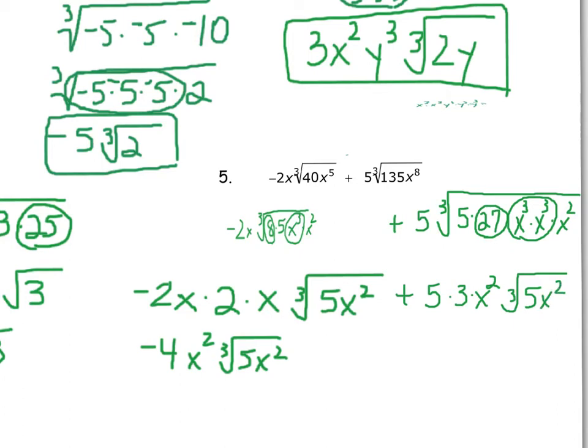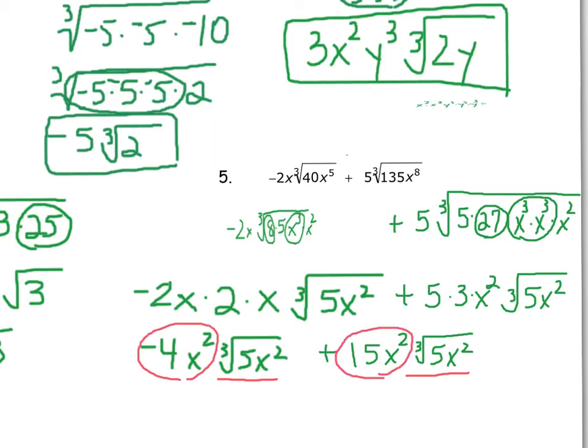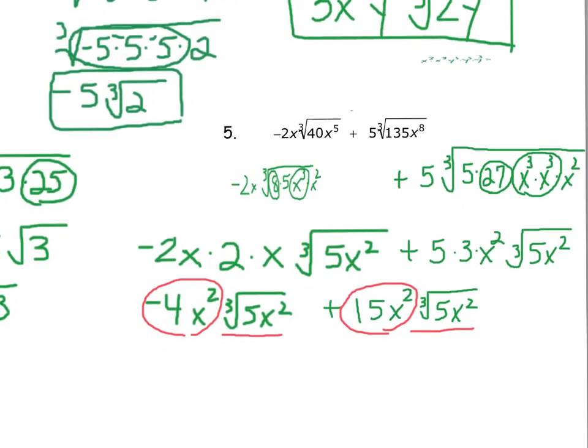And we'll be able to rewrite that second expression as 15x squared times the cube root of 5x squared. And finally, we can see that we do have like radical expressions. So the parts on the outside, which also happen to be like terms, are going to be able to combine. So we can come back and write our answer as a positive 11x squared times the cube root of 5x squared.